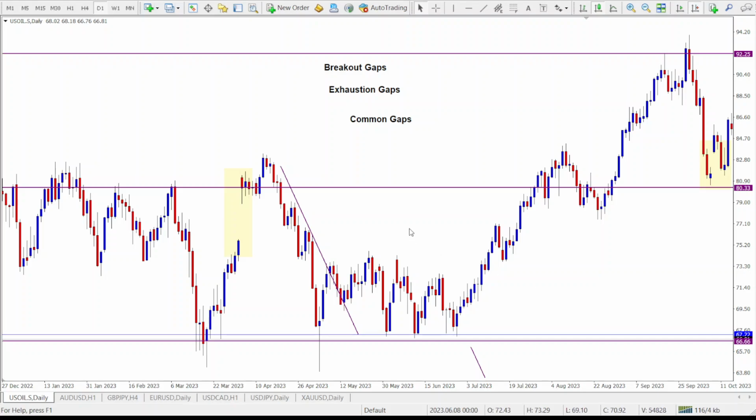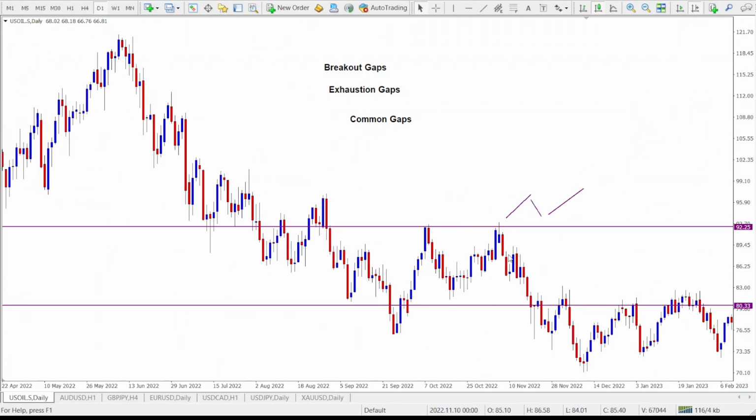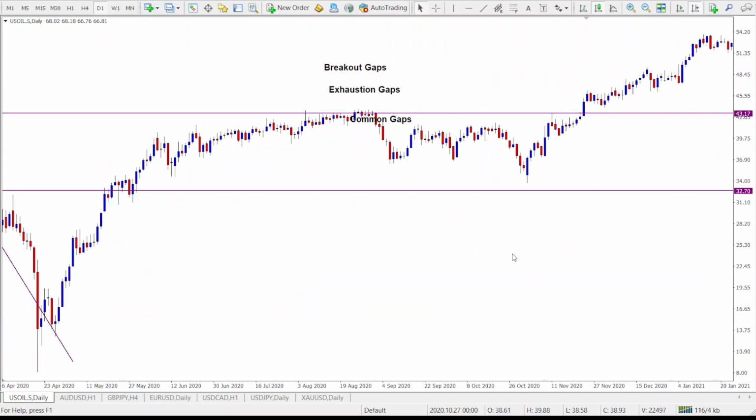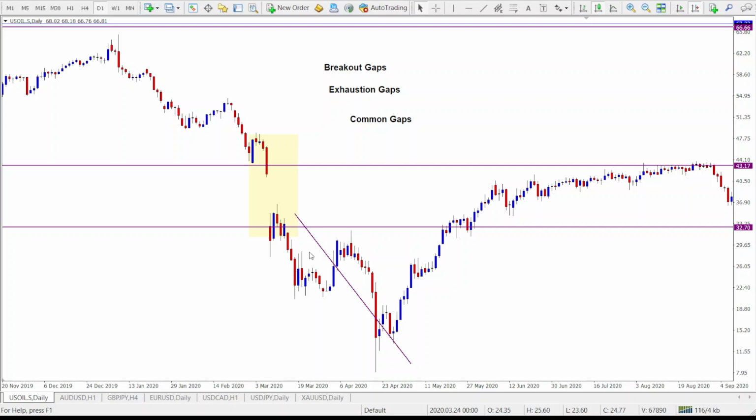Here are some key tips. Breakout gaps often signal strong momentum in one direction. Like we already talked about, this is an example of a breakout gap, right? And you can see that it signals a strong momentum in one direction. You can use them as confirmation to enter a trade in the direction of the gap.